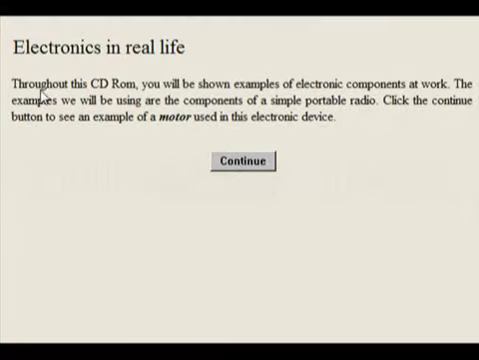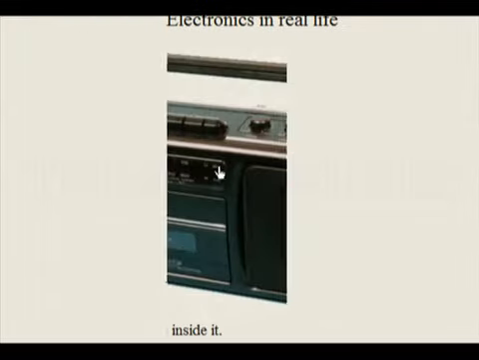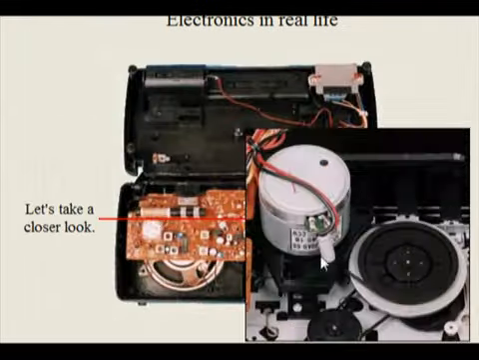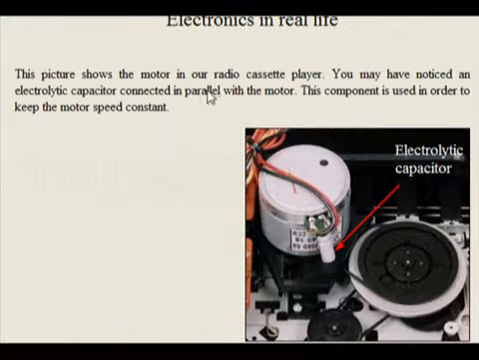Electronics in real life. Throughout this CD-ROM, we will be showing examples of electronic components at work. The examples we will be using are the components of a simple portable radio. Click the Continue button to see an example of a motor used in this electronic device. Let's take a closer look. This picture shows the motor in our radio cassette player. You may have noticed an electrolytic capacitor connected in parallel with the motor. This component is used in order to keep the motor speed constant.